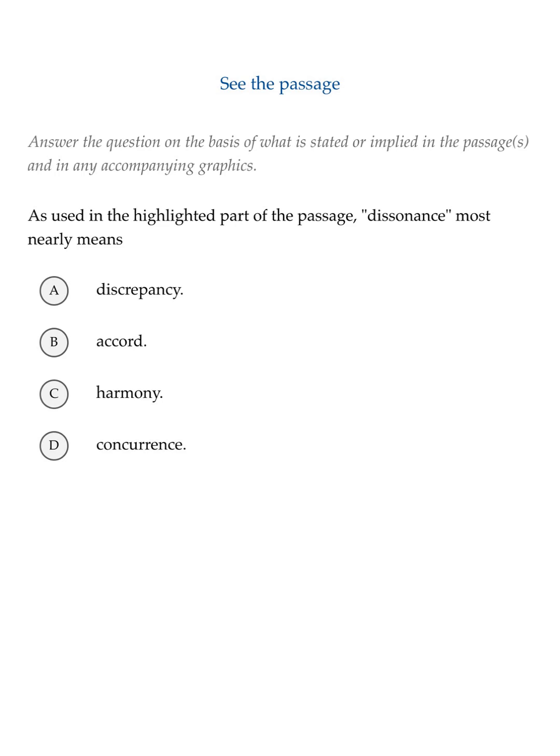Let's take a look at A, discrepancy. Discrepancy means a difference between things, usually one in which there's some sort of conflict. That sounds pretty good. Let's leave it. Answer B, accord. Accord actually means agreement. So let's just get rid of B because that's the opposite of what we're looking for.